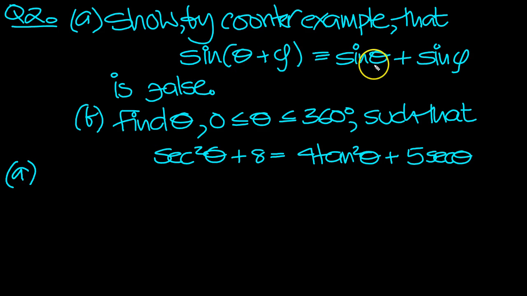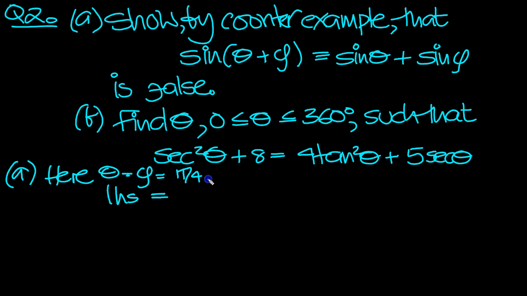So part A then, let's have a look at this. Well, I'm going to choose both non-zeros. So I think pi over 4 is probably best. So theta equals phi equals pi over 4. Left hand side, we'd get sine 90, we'd get 1, wouldn't we?